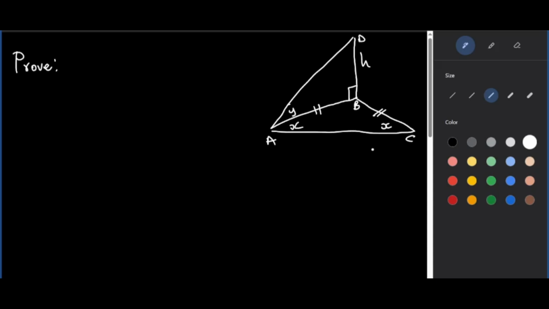So let's prove that. I need us to prove that AC is equal to H times the root of 1 plus the cos of what? The cos 2x.